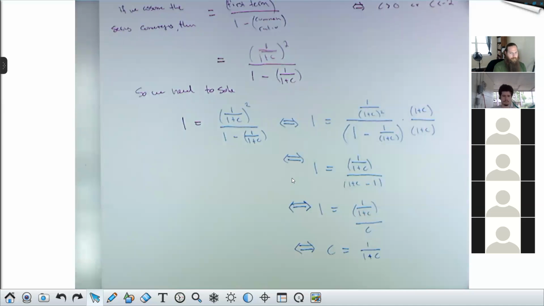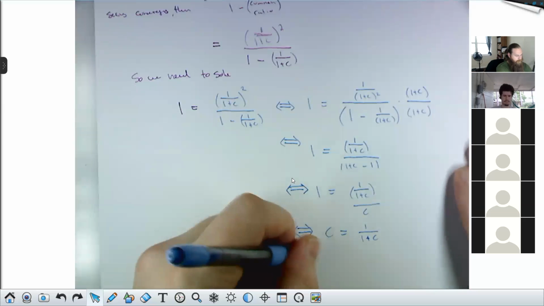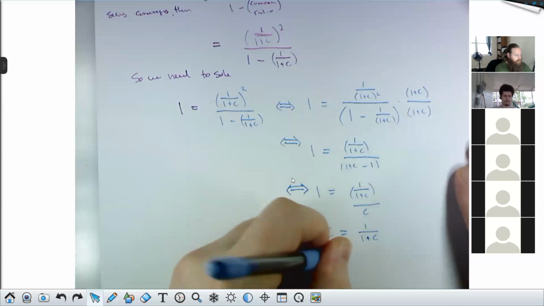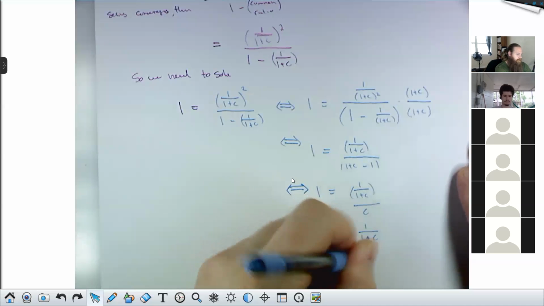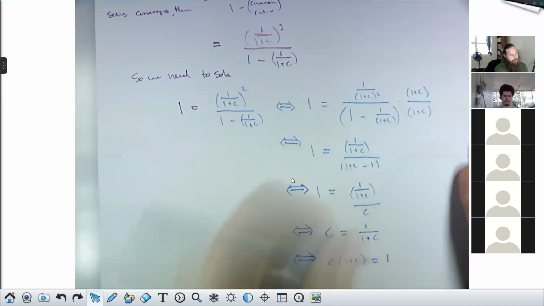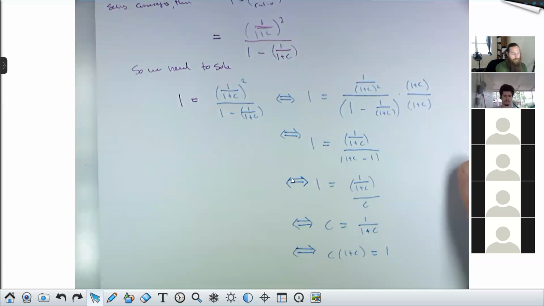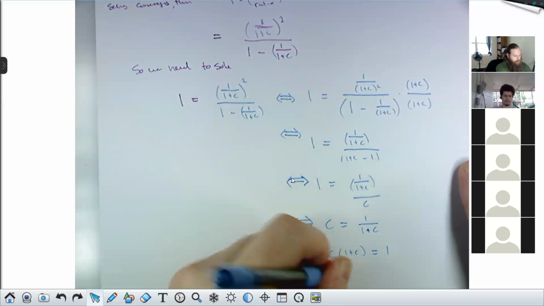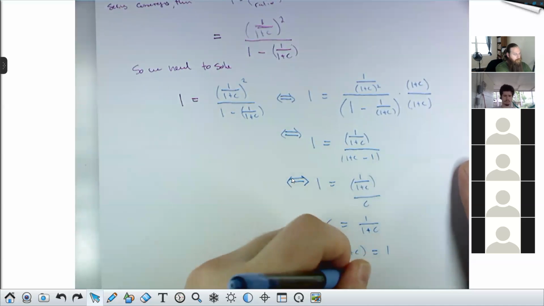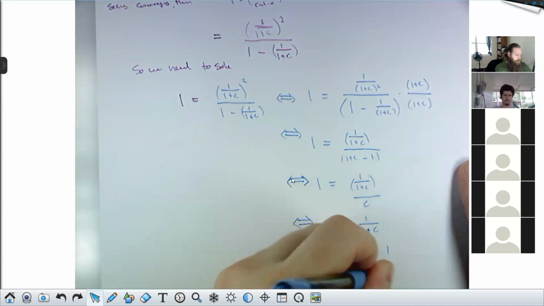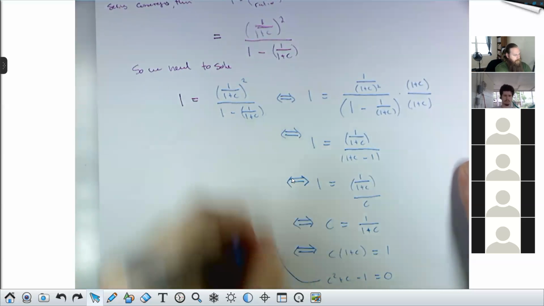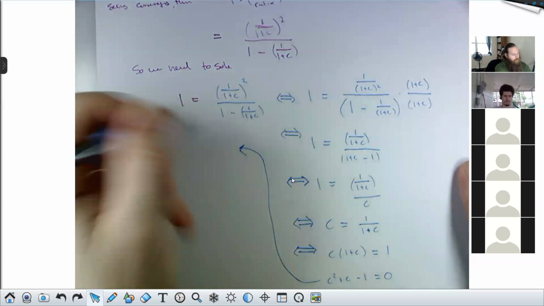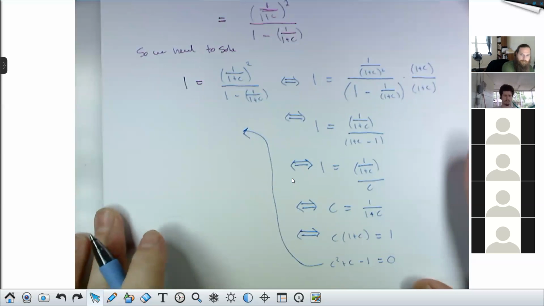And then we can multiply both sides by 1 plus c. We get c times 1 plus c equals 1. So in other words, c squared plus c minus 1 equals 0. Yeah, very good. And then we can take that over here and solve that quadratic.